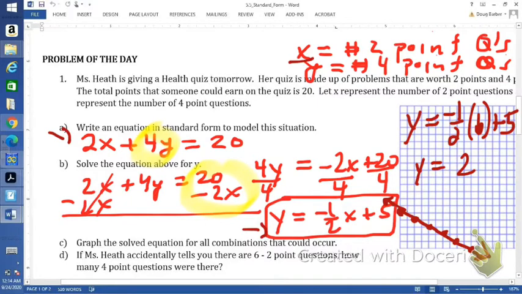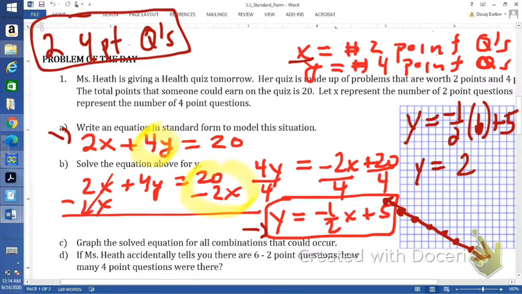So there will be 2 4-point questions. Alright, so that should make sense. If there's 2 4-pointers, that gives you 8. There's 6 2-pointers, that's 12. 12 and 8 would give us our 20.